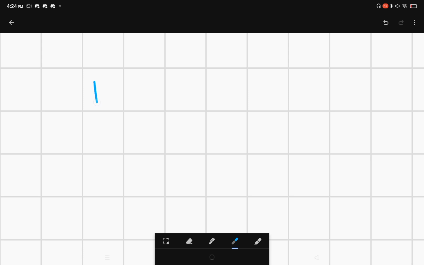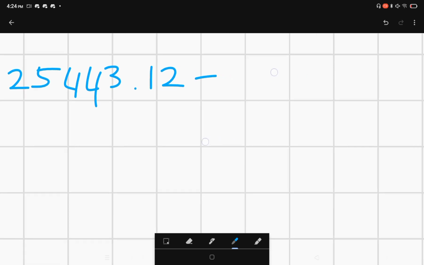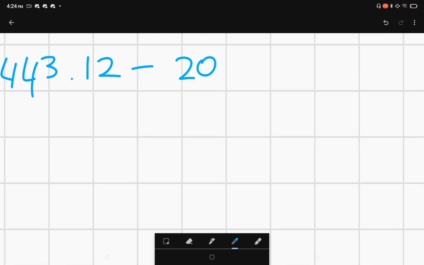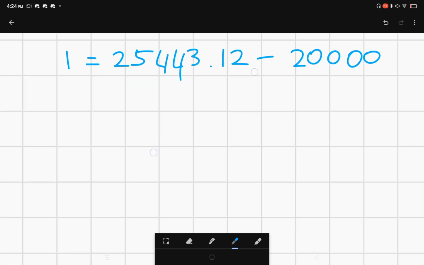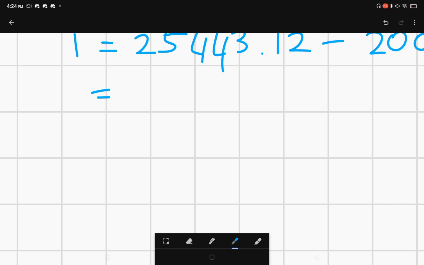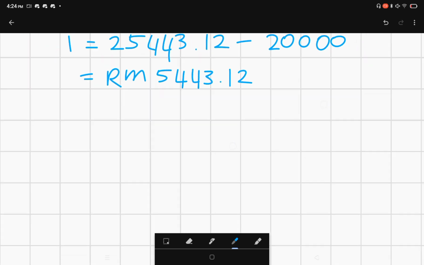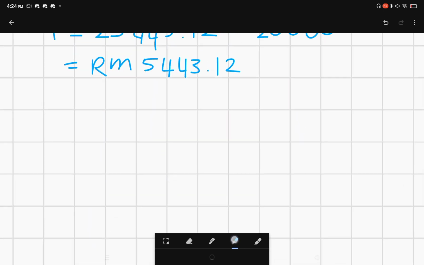Okay, so I equals 25,443 ringgit 12 cents minus 20,000, sorry, and so we will get 5,443 ringgit 12 cents.